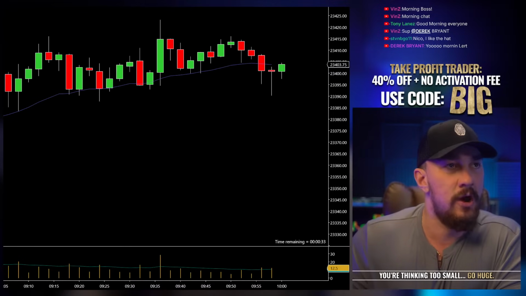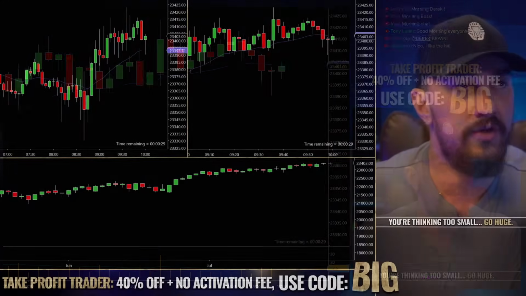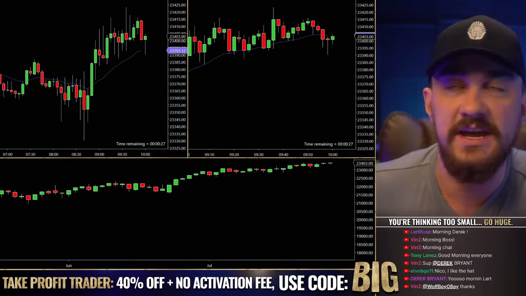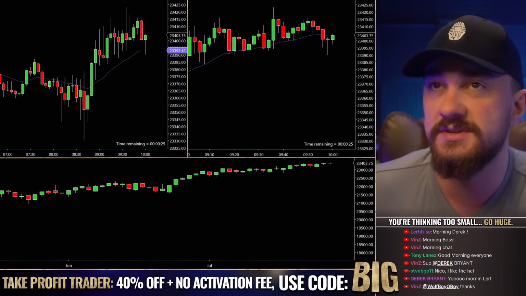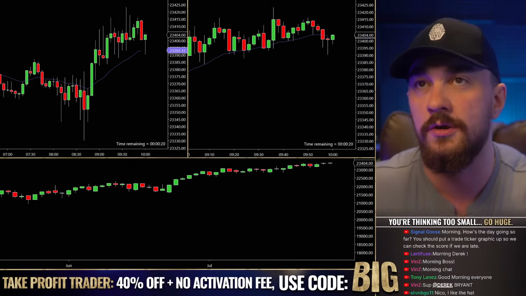All right. So we have a dual rollover coming here on the 2 and the 5. You can see here we're about 27 seconds out from the rollover of both. Top left is the 5, top right is the 2 minute. I am executing off of the 2 minute chart here.